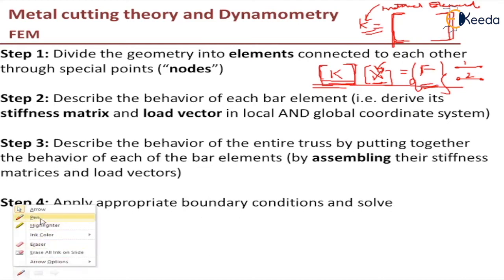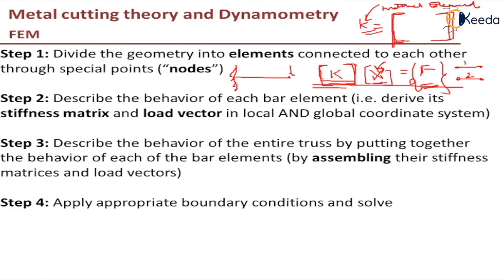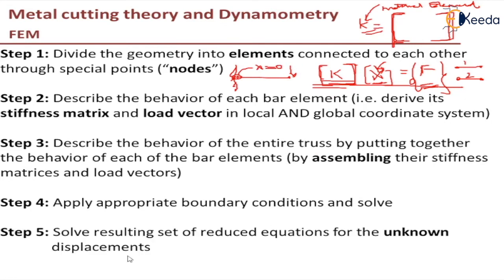Whatever boundary conditions you need to apply to this, for example, if I have a cantilever beam like this and I am applying a load at this point, at this end it is constrained and the displacement is 0. This is one of the boundary conditions. These kinds of boundary conditions you need to apply for the problem and then solve it. Solving gives a set of reduced equations for the unknown displacement. From the displacement you can find the stress, and because you know the load applied, you can find the strain.